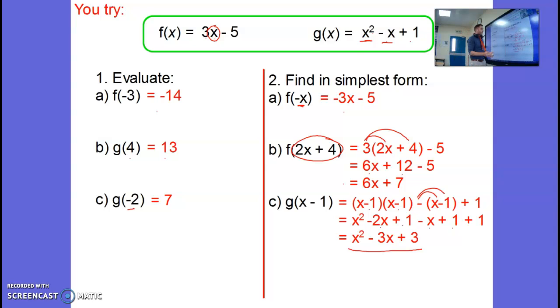All of this is hopefully just getting you used to these functions here. Use of that notation, and there's nothing to be scared of. It's all algebra that you've done before. It's just bringing in some new notation.